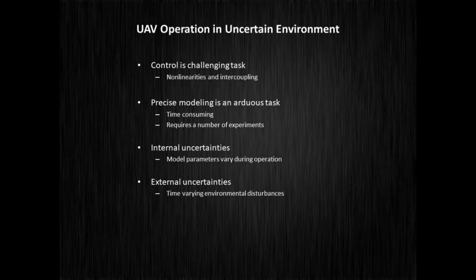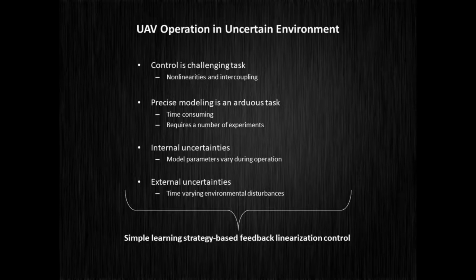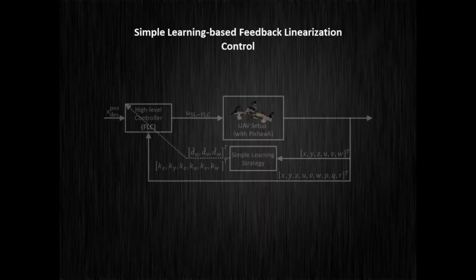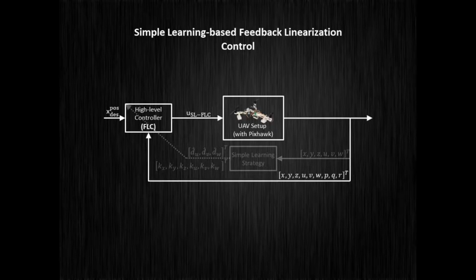comprising of time-varying disturbances. Hence, in this paper, we propose a simple learning strategy to make the traditional feedback linearization controller adaptive to the changing operational conditions. In the proposed control framework, FLC is responsible for position tracking. That is, after receiving a position reference, it commands attitude angles as well as throttle to the low-level controller, which further gives the actuator commands to the UAV.